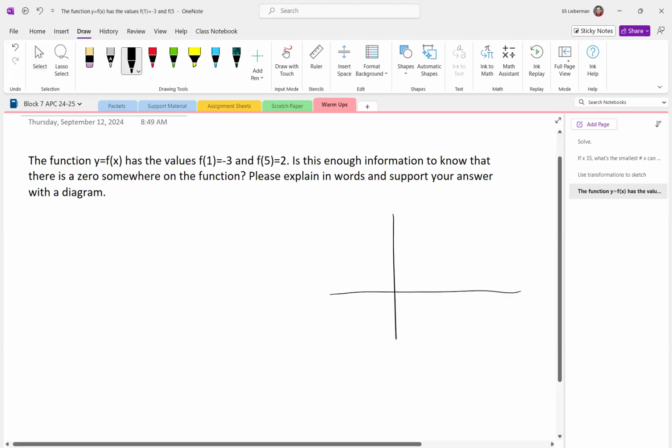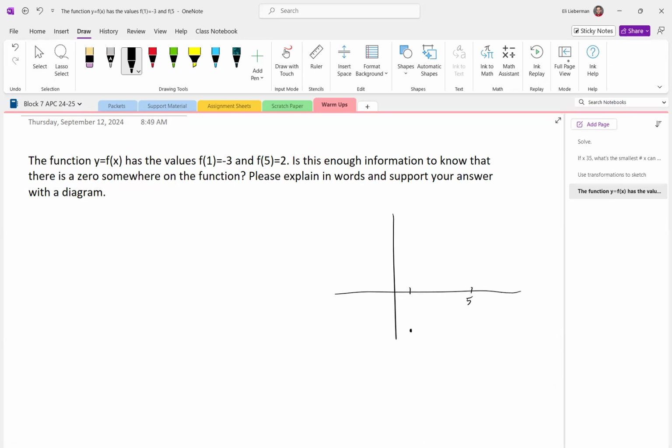And the only thing we know for sure is two points. We have f of 1 is down here, and f of 5, put a 5 here. Okay, so you're saying it's not enough information. Why is this?